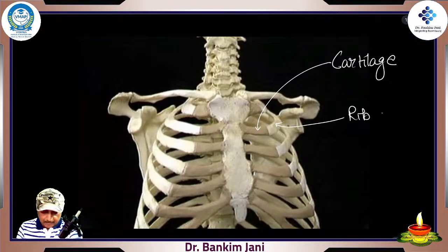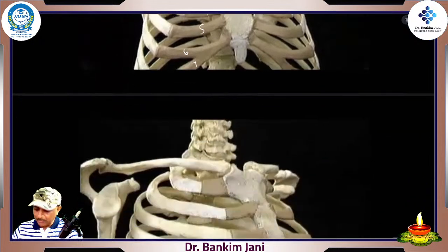See, 1, 2, 3, 4, 5, 6, and 7, right? They are coming directly. And then the rest of the cartilages, 8, 9, 10, are just joining the 7th, right? 11th, 12th, independent, right? They don't join.